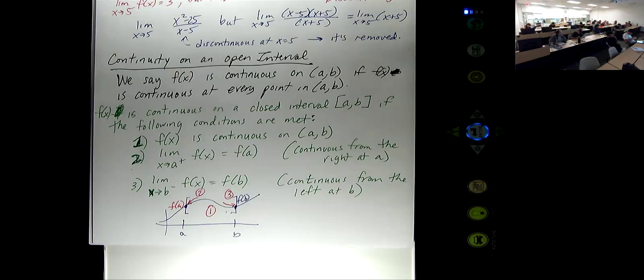So we don't want to have a jump discontinuity at the end, or a removable discontinuity at the end. Pretty much, if you can draw the graph without lifting your pen or pencil, it's continuous. That's a very safe way of looking at it.